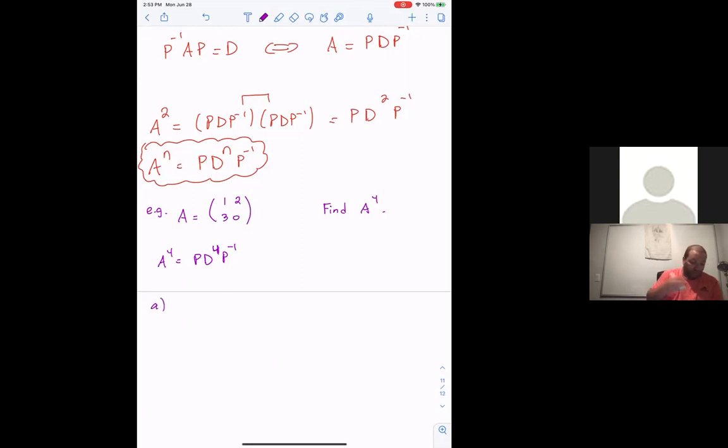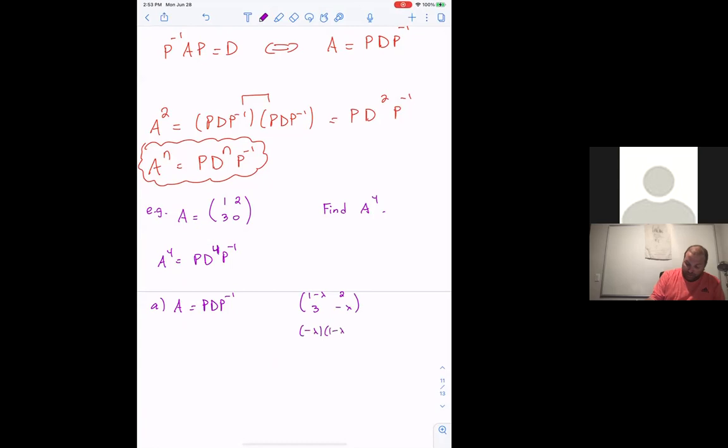So part A, diagonalize the matrix. That's first. How do I diagonalize the matrix? I write A as PD P inverse. Well, I can only do that if I have P, which is the matrix of eigenvectors, and D, which is the matrix of eigenvalues. So let's find the eigenvalues and eigenvectors like we've done before. We subtract the lambda along the main diagonal. We then take the determinant.